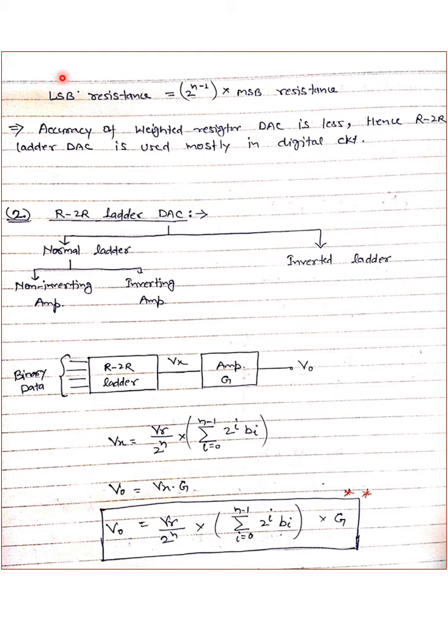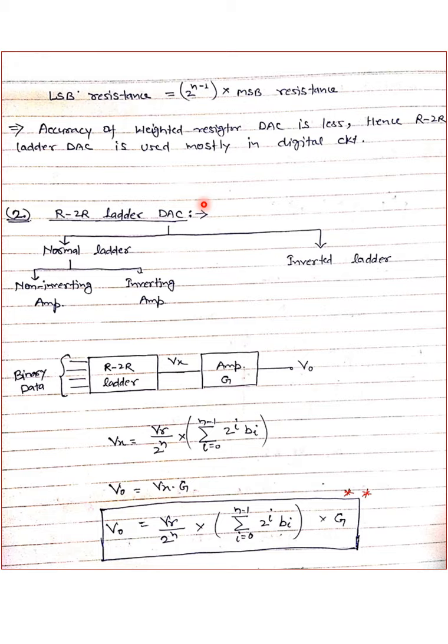And you should remember that the LSB resistance is given by 2 raised to power n minus 1 into MSB resistance. And the accuracy of weighted resistor DAC is less. Hence, R2R ladder DAC is used mostly in digital circuits. So let's move to the R2R ladder DAC.